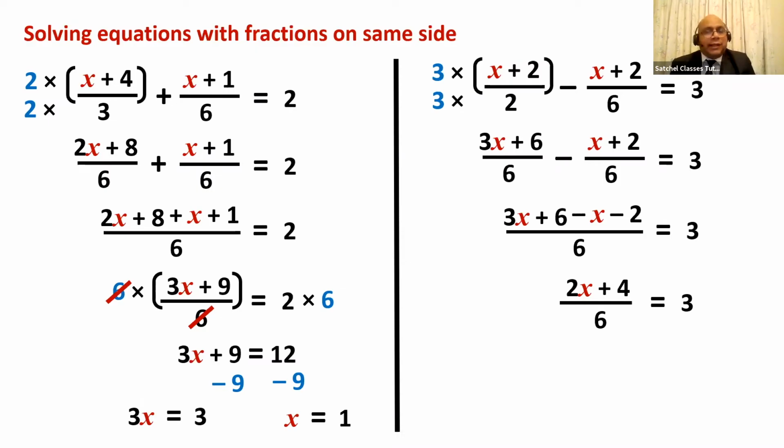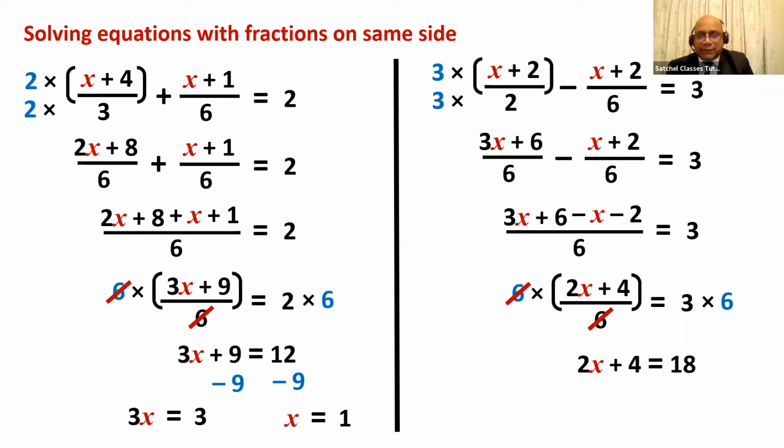Next step, let's get rid of the denominator 6 by multiplying by 6 on both sides. The 6 divided by 6 on the left is 1. And on the right, we have 3 times 6, which is 18. So 2x plus 4 equals 18. Things are easy now, right? You should be able to see the answer from now.